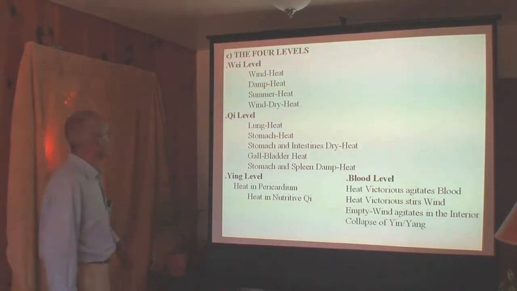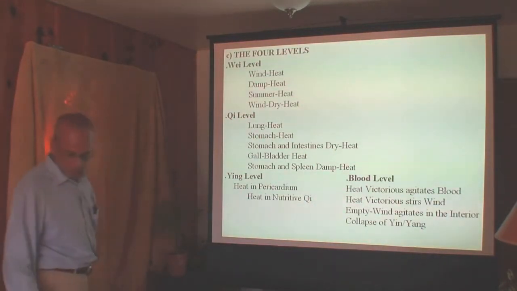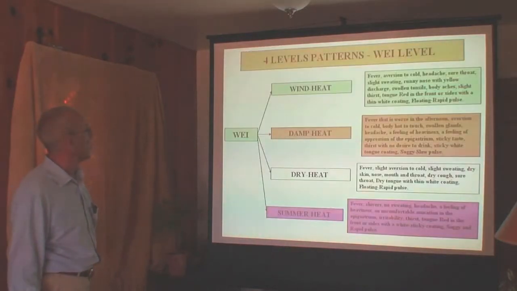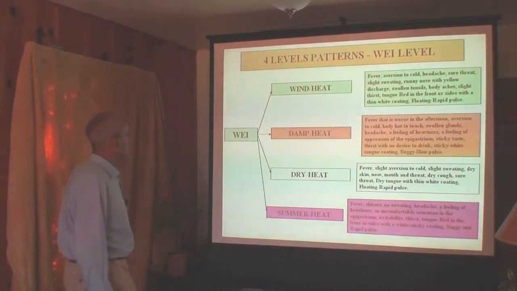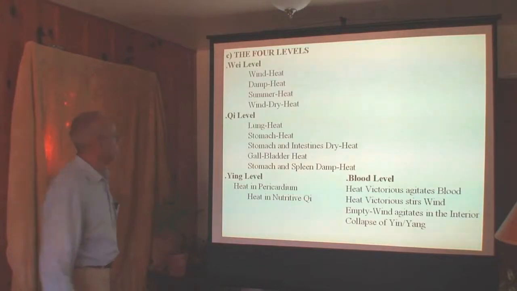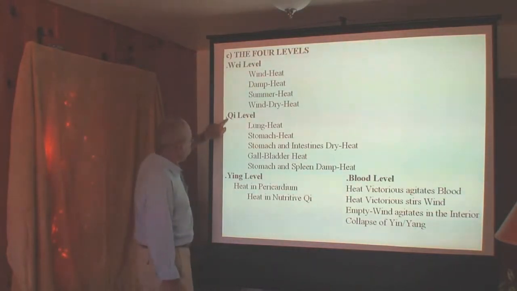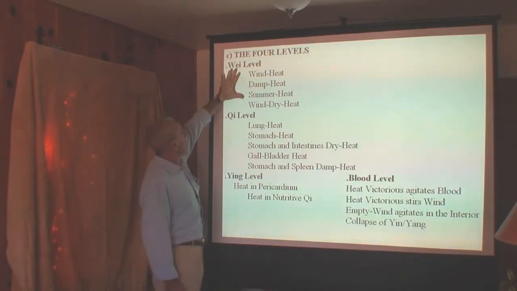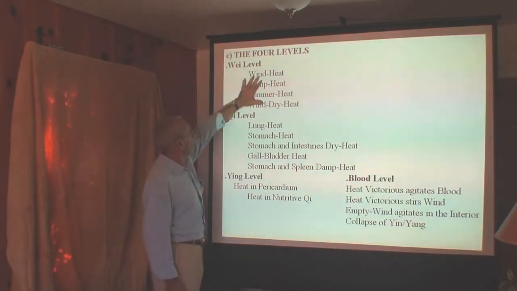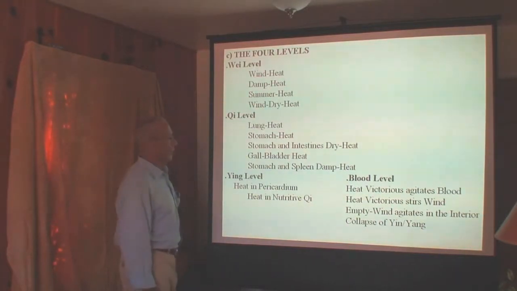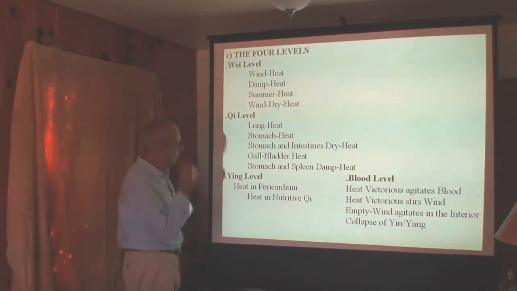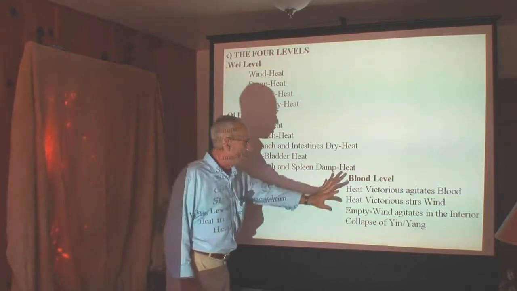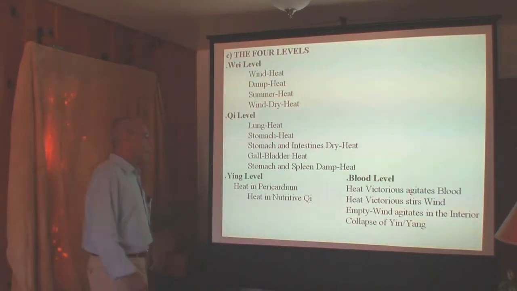So these are the 4 levels: Wei level, Qi level, Yin, and blood. Let's see if we have a better diagram. Yes, that's a better diagram. So the 4 levels are these: Wei, Qi, Yin, and blood. The Wei level is the exterior level. At the Wei level, the wind is on the exterior, and that's the only exterior stage. The other 3 are all interior.